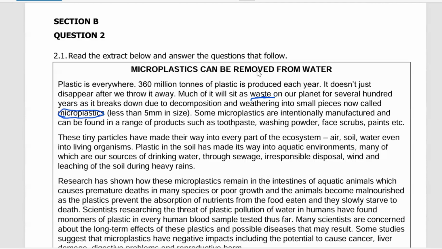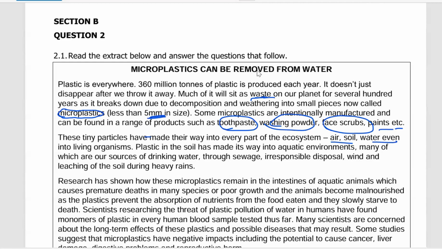Meaning that there are small plastics which are less than 5 millimeters in size. Microplastics are intentionally manufactured and can be found in a range of products such as toothpaste, washing powder, face scrubs, paint, etc. These tiny particles have made their way into every part of the ecosystem, that is air, soil, and then into living organisms.